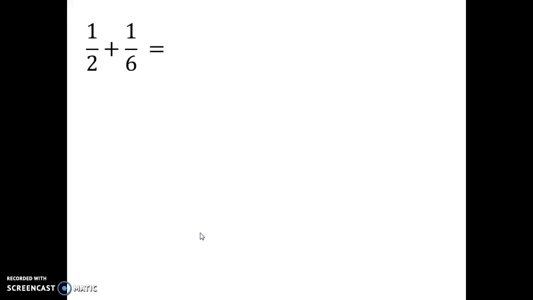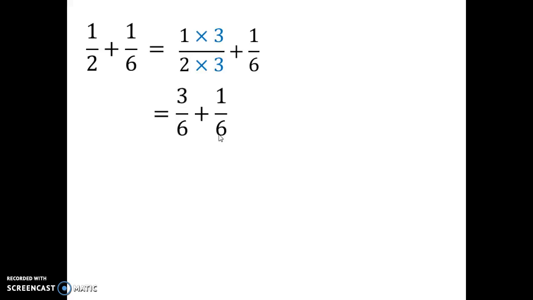So for this, another example, I will probably just multiply the first one by 3 to turn that into 6. So 2 3s are 6. So I get 3/6 plus 1/6 is 4/6. But if I leave it in that form, it's not in simplified form, I won't get the full mark. So I need to divide the top and bottom by 2 to get 2/3.